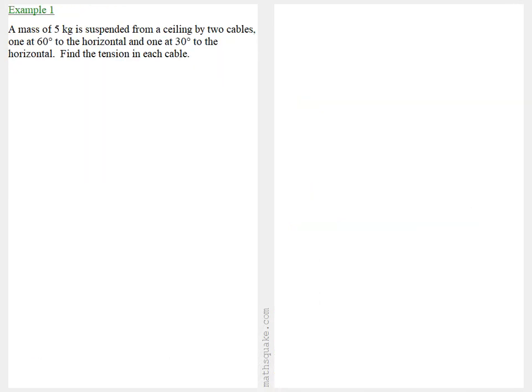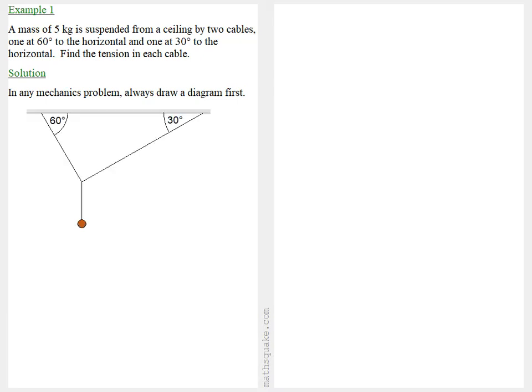Let's look at an example. Example 1. A mass of 5 kg is suspended from a ceiling by 2 cables, one at 60 degrees to the horizontal and one at 30 degrees to the horizontal. Find the tension in each cable. Well, to solve this, as in any mechanics problem, always draw a diagram first. Then mark in the forces. We have a tension in the cable at 60 degrees that we can call S, and we have a tension in the cable at 30 degrees that we can call T, and we have a force of 5g vertically downwards due to gravity.